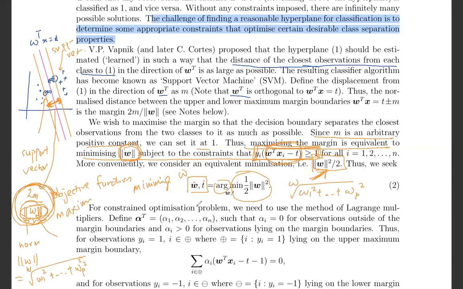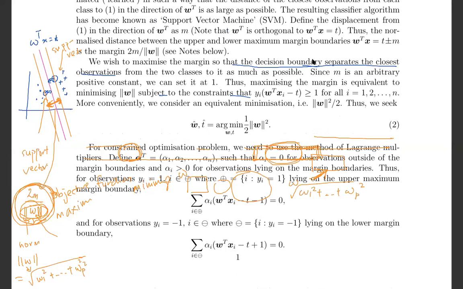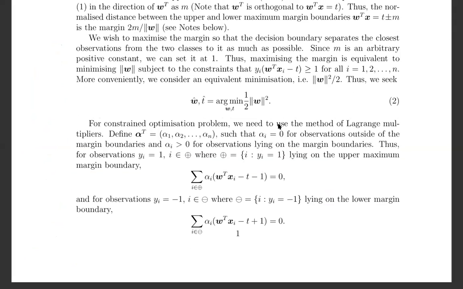Because you come across constrained optimization, you will need to use the Lagrange multipliers. I don't want to go through this part. If you're interested, you can read up about Lagrange multipliers, but I'm not going to ask you about these things because it's only specific to this particular problem. This is just to show you how the optimization is done.